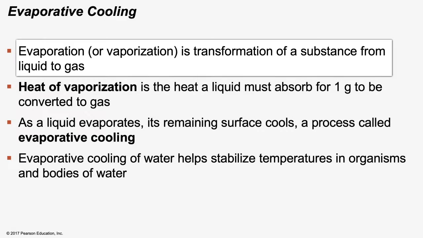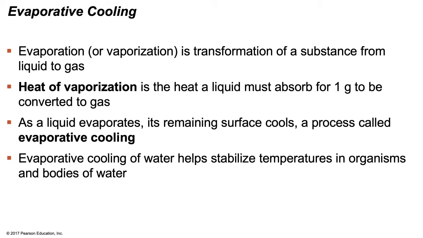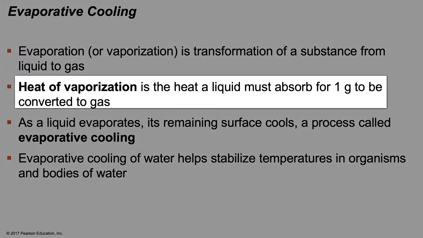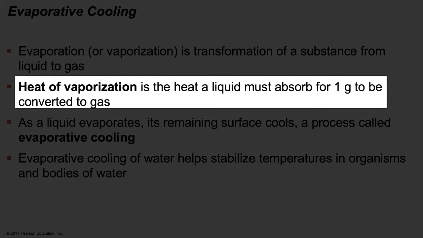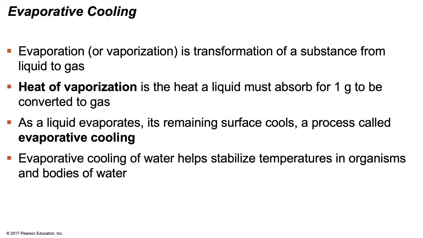Now, of course, there are thousands of different liquids that exist, and each will require a different amount of heat to turn it into a gas. We call this the heat of vaporization. Specifically, heat of vaporization is the heat a liquid must absorb for 1 gram to be converted to gas. Just like with specific heat and calories, we are using 1 gram as our mass measure. As I mentioned, scientists like to standardize measuring units.